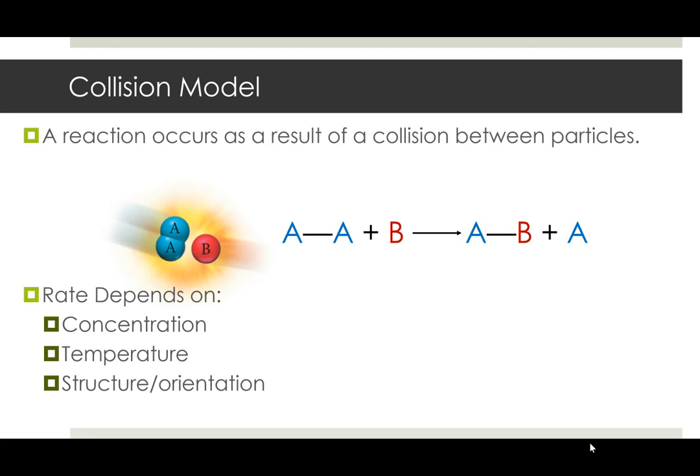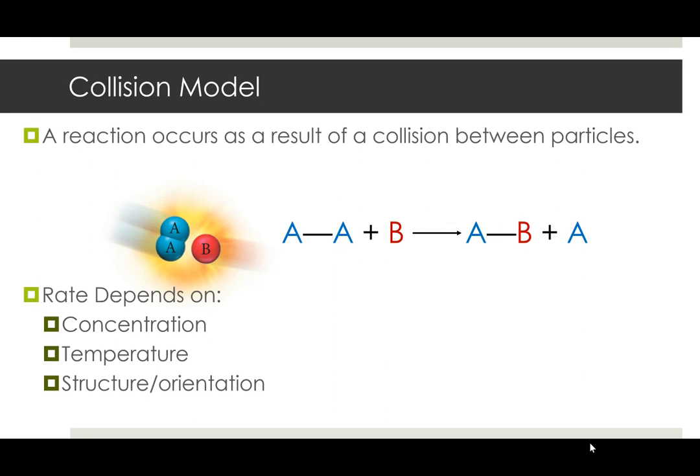So first and foremost is concentration. This one's pretty straightforward. Increase the concentration, you're going to increase the number of particles that are colliding, and therefore you're going to increase the rate of that reaction. So if a reaction depends on collisions, and we cause more collisions to take place, then we're going to see a faster rate.